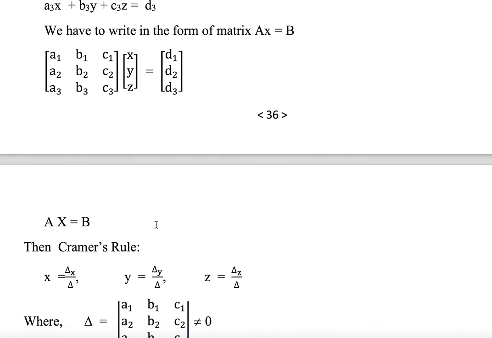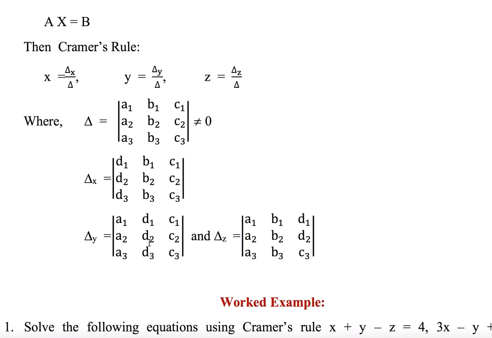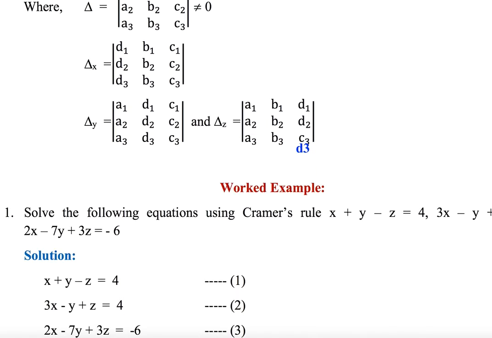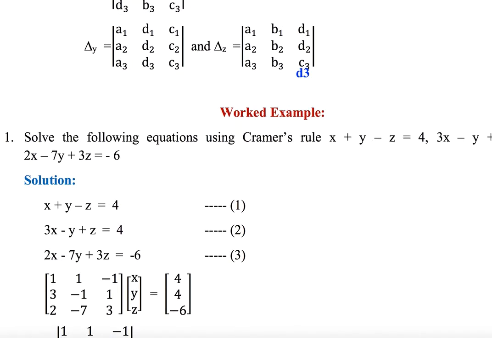What about delta y? We replace the second column with D1, D2, D3. Delta z, third column with D1, D2. Sorry, this is not C3, this is D3. Okay, this is D3. That you can change in your textbooks. Okay, that is a printing mistake.